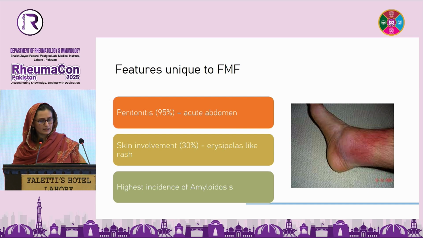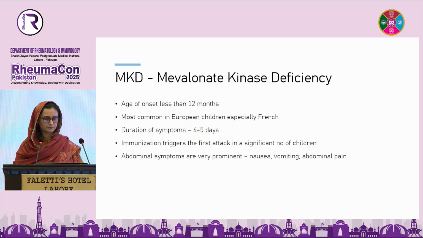And then there is erysipelas-like rash on the limbs in about 30% of the patients. This is also unique to familial Mediterranean fever. And then incidence of amyloidosis. So if somebody has proteinuria, concomitant proteinuria, then FMF must be thought about.